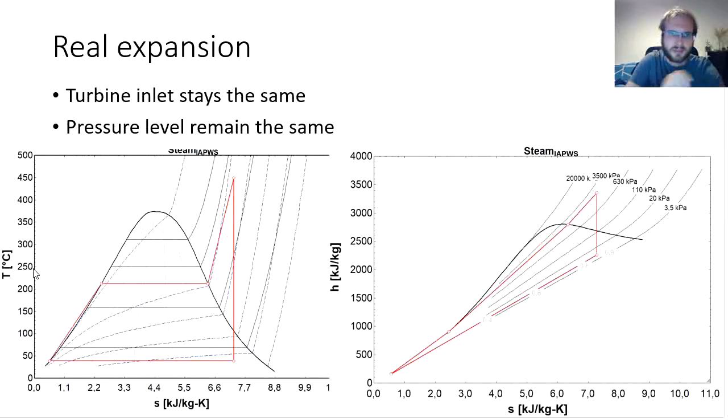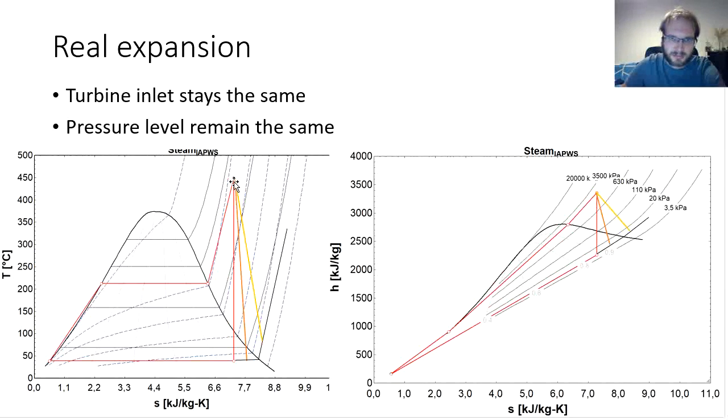So first, let's have a look at the real expansion. The inlet parameters of the turbine will remain the same. There is still the specified pressure and temperature at the boiler output. Then the turbine will work between the same pressure levels. The inlet stays the same, the outlet is given by the condenser. So we are still operating between two isobars with a given starting point. And how will the expansion look?